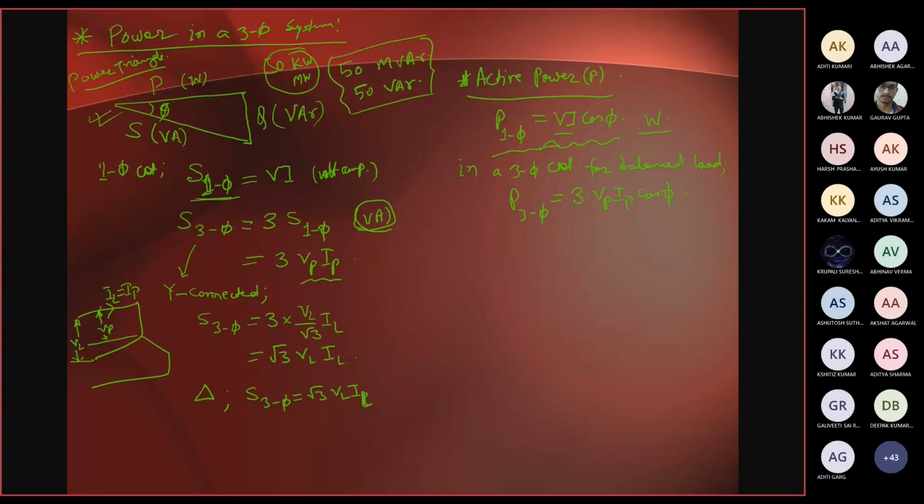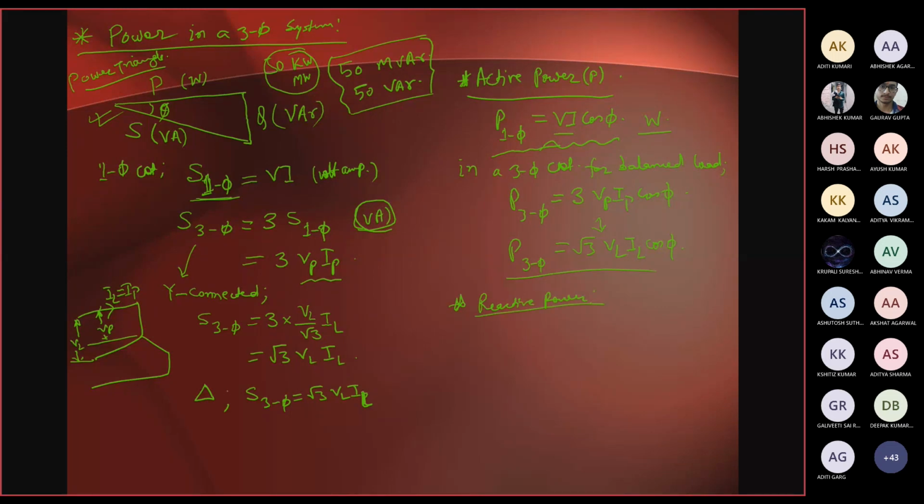So now you can express this power in terms of the line values. So simply you will get root 3 VL IL cos phi. This is power in a three-phase circuit, right? Now further, if you talk about the reactive power, these are very basic things.